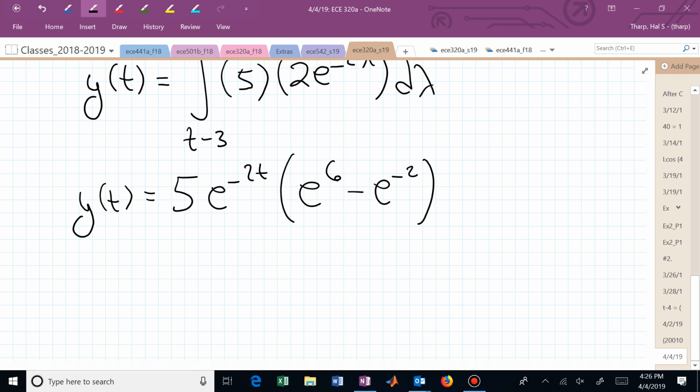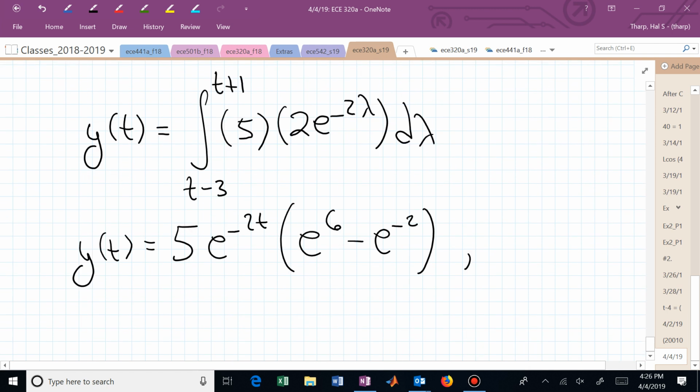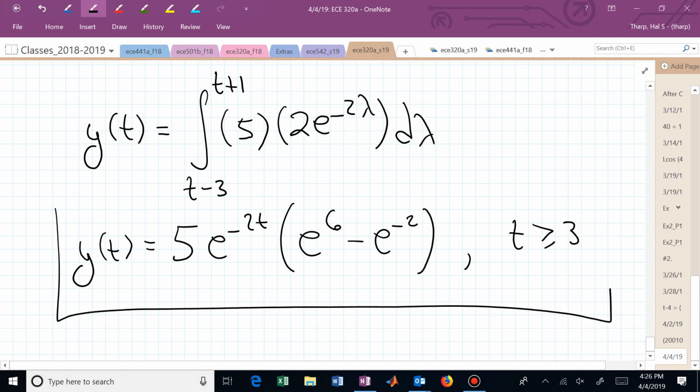When is this y of t expression true? As long as t is greater than or equal to 3. So from 3 to infinity, right? This is going to be what y is. This is true for t greater than or equal to 3.